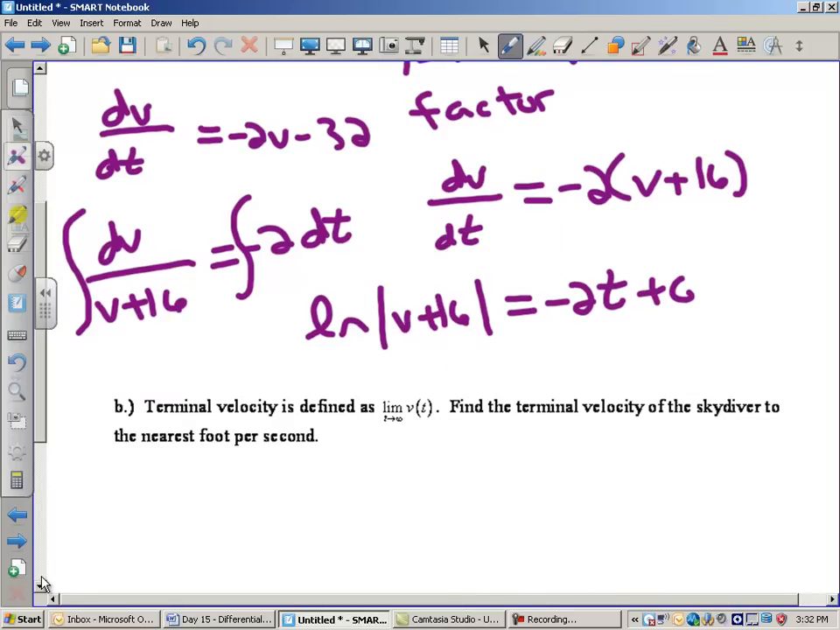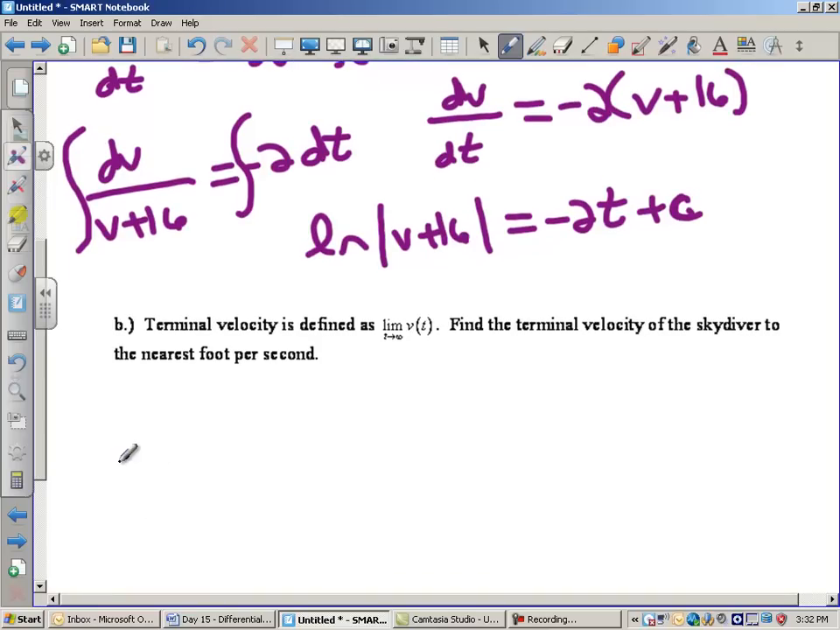Okay, at this point, again, you can plug in your numbers if you want to, or you can go ahead and solve it. I'm going to solve this one first to show you that you can wait till later to find your c. So the natural log has a base of e, so I'm going to rewrite this. I'm going to scoot down here. I'm going to rewrite this as e to the negative 2t plus c power equals the absolute value of v plus 16.